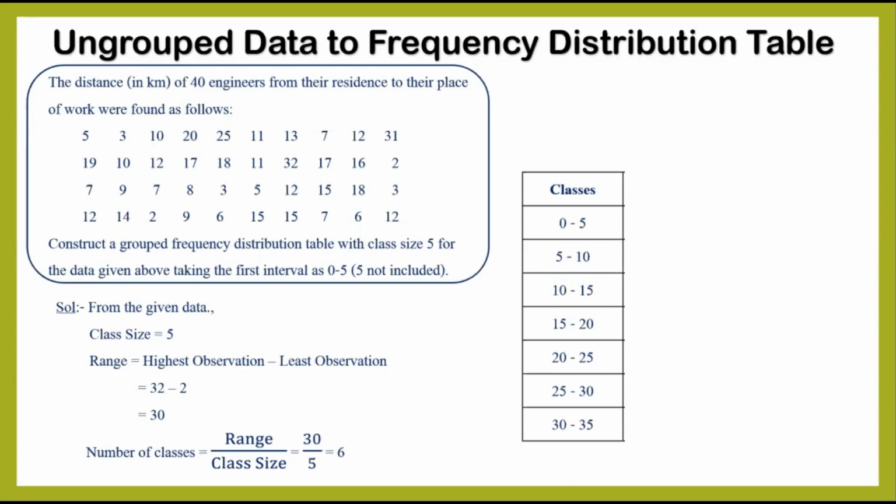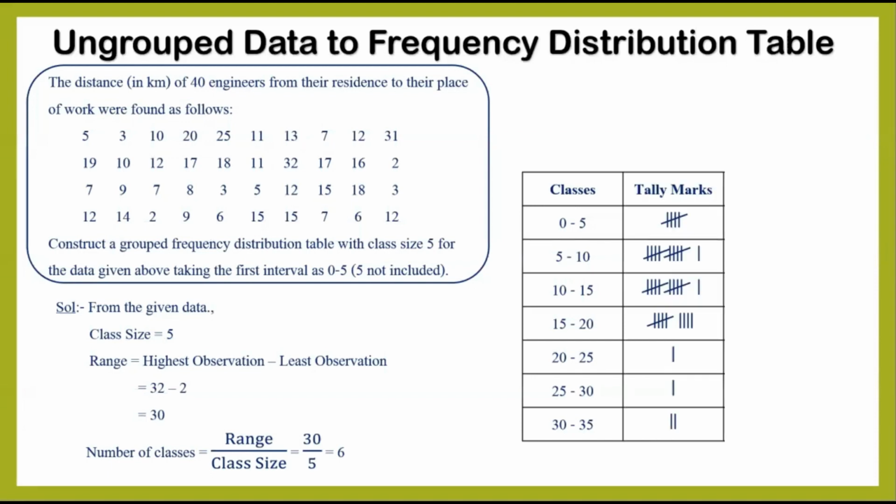Now we'll prepare the tally marks column. Tally marks mean that in the class 0 to 5, we count how many observations are there from the ungrouped data and give the tally marks. We'll prepare that for all the classes. So I repeat again, the number of classes formula, range by class size, gives the minimum number of classes. Sometimes based on the data given, we need to take even one more. Generally, one more is enough.